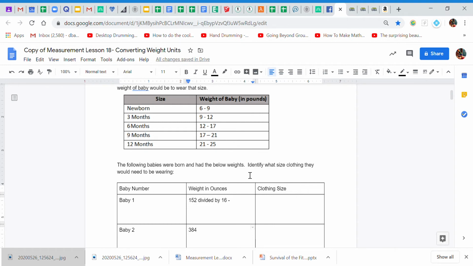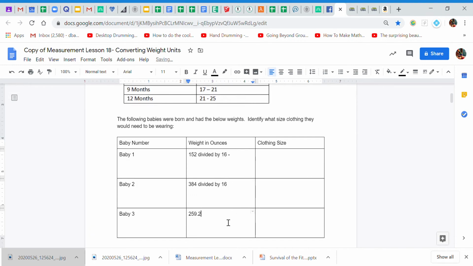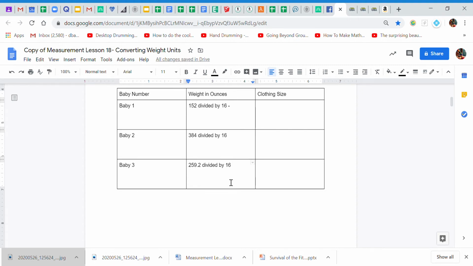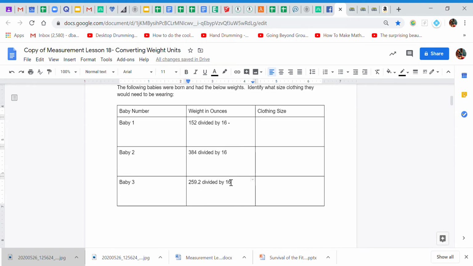We're going from the smaller unit to the bigger unit. We divide because we're putting them into groups. So it will be 384 divided by 16, and then 259 and 2/10 divided by 16. So try that on your own. Solve those, figure out what the answers are, and then you can check them with the answer sheet that's posted by Mr. Hickey to see your work.